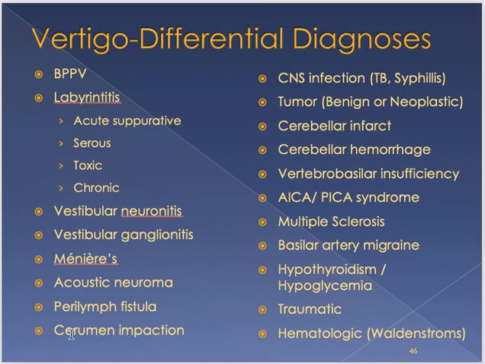There could be vestibular infection, there could be CNS infection like tuberculosis and syphilis, of course, the central causes: tumors, cerebellar infarct like strokes, cerebellar hemorrhage, vestibulobasilar insufficiency, PICA, posterior inferior cerebellar artery syndrome, which is also called Wallenberg syndrome, multiple sclerosis, basilar artery migraine, hypothyroidism, hypoglycemia, traumatic or hematologic. So see, all these things are the central causes, right? And they can present with vertigo.